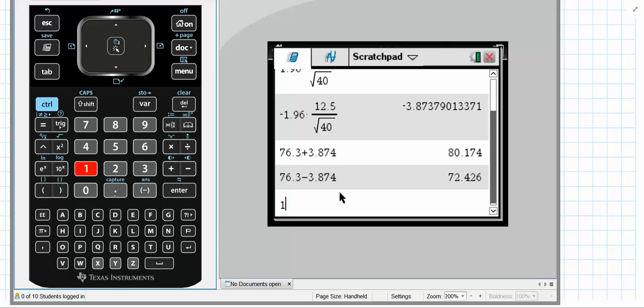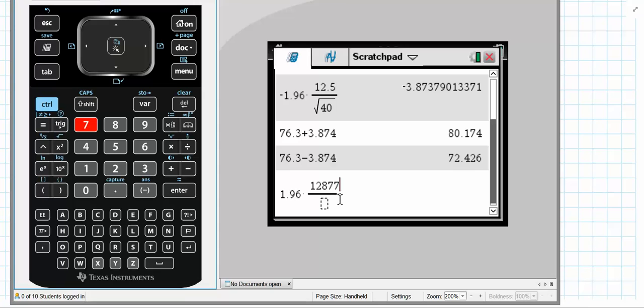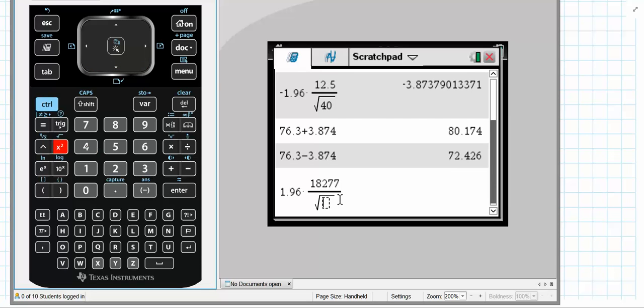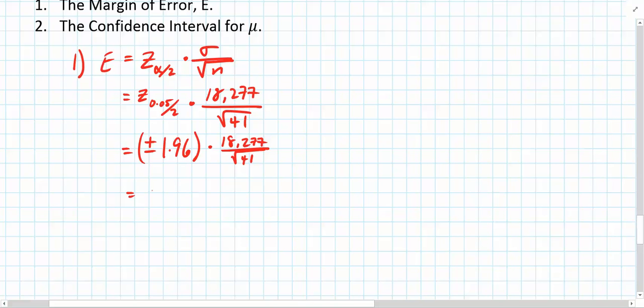So we have 1.96 times the division of 18,277 divided by the square root of 41. So our margin of error is plus or minus $5,594.60.